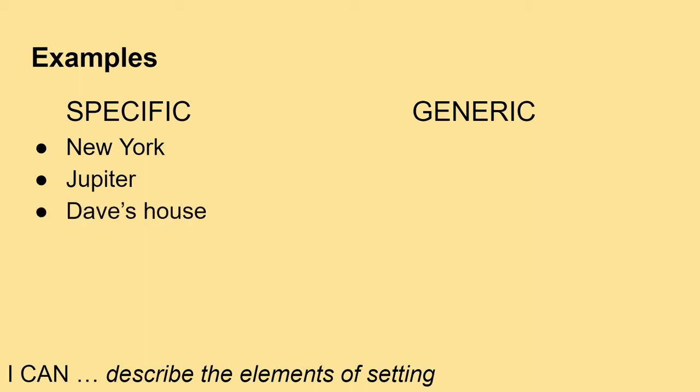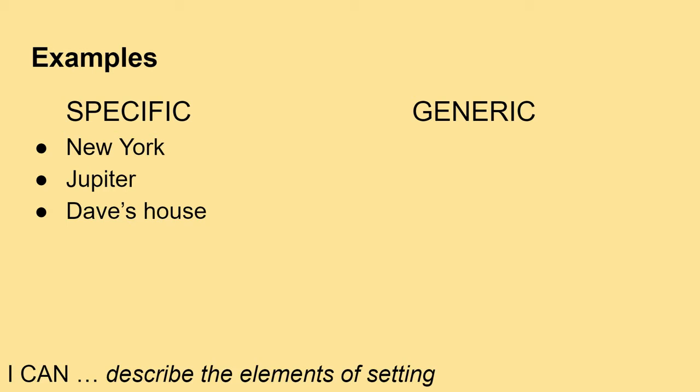Let's take a look at some examples. First, specific examples. New York. That place has a name. You could find it on a map. Jupiter has a name. If you really, really needed to, you could go to a solar system model and you could find Jupiter. Dave's house, as long as you know who Dave is, or you've been to his place before, or you've looked it up on Google Earth or whatever, Dave's house has a name.